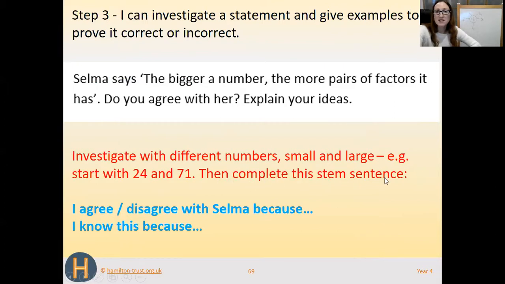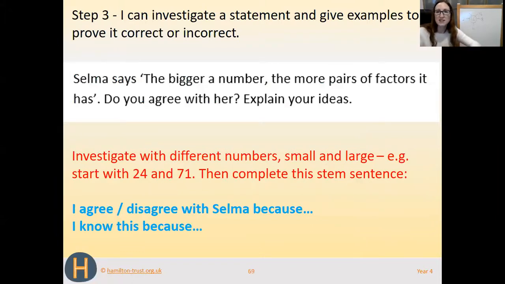And then I'd like you to complete this stem sentence. Once you've had a look at the numbers, you've counted up the factors and you've seen which ones tend to have more, and whether the bigger the number, the more pairs of factors it has, your stem sentence to complete is: I agree or disagree with Selma because, and this is really important, give your reasoning and actually write down what you found out. Give an example. So because when I found the factor pairs for this number, there was more than or less than this number. So Selma must be wrong or right.